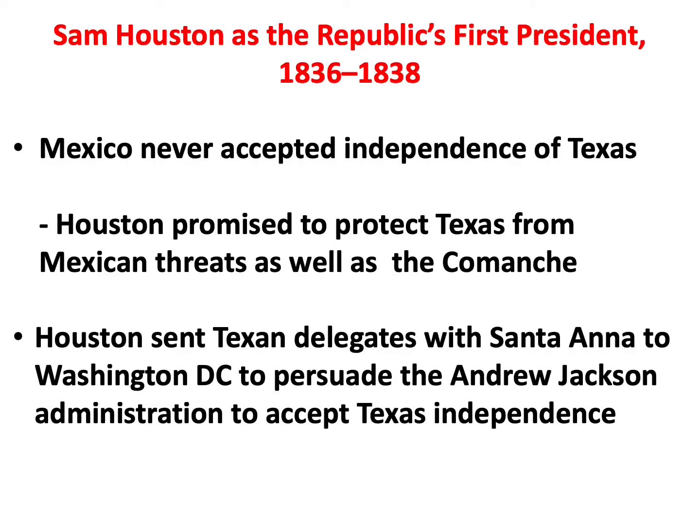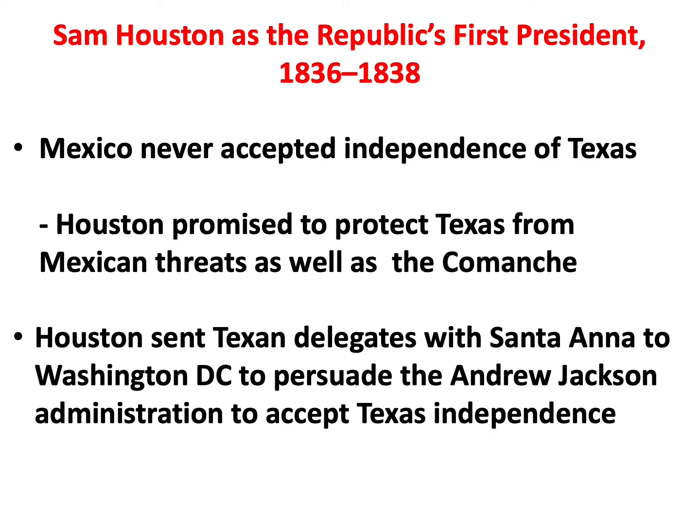So now let's look briefly at Sam Houston as the first president of the Republic. And as I mentioned before, this is a 2-year period, 1836 to 1838. Well, Mexico never accepted the independence of Texas. And Houston came right out as president, said he would protect Texas from Mexican threats if Mexico tries to take it back, as well as the Comanche, which were the most powerful and feared Indian group for the Texans.